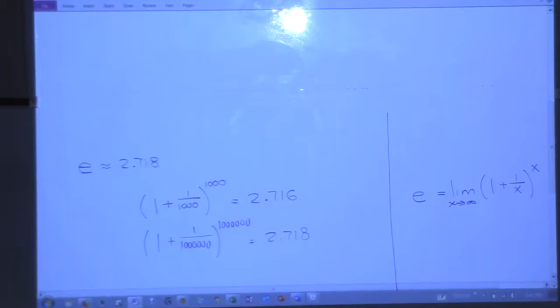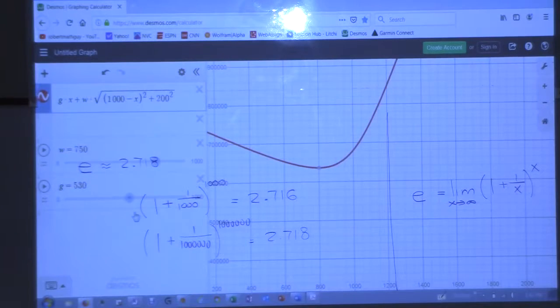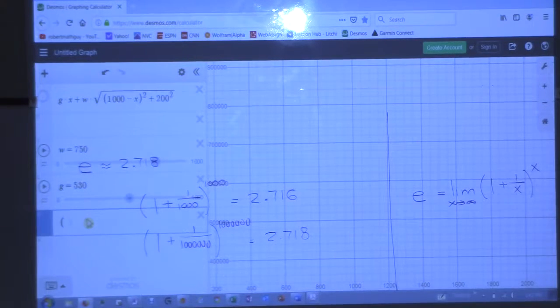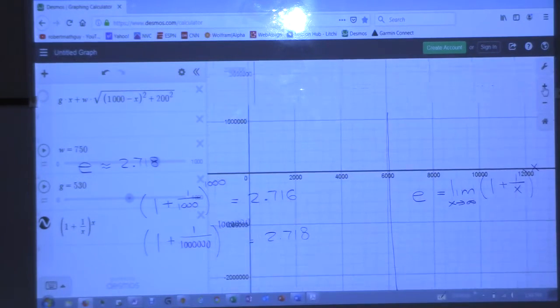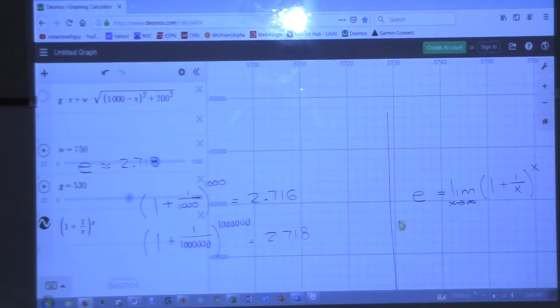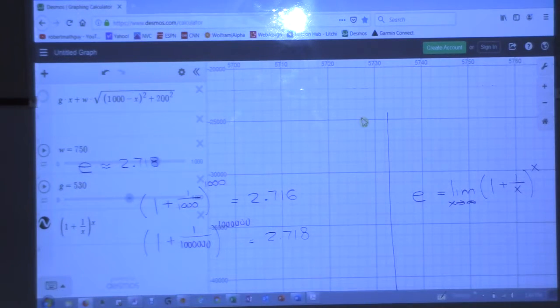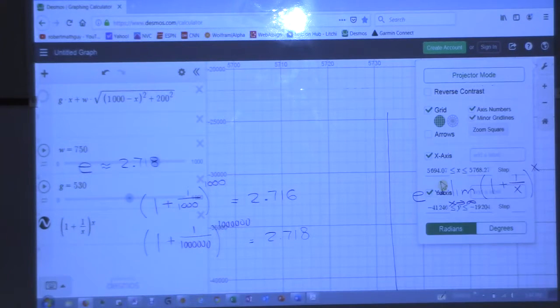So I'm going to just show you the graph of this function because I think it's worth seeing it. So I'm going to graph 1 plus 1 over x raised to the x. Man, my window's all messed up here.